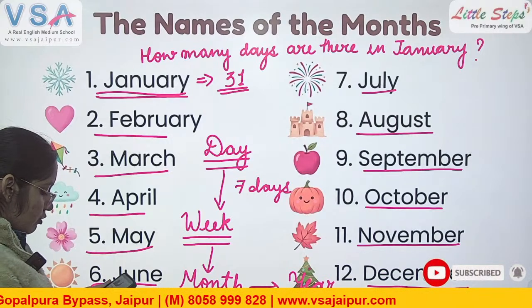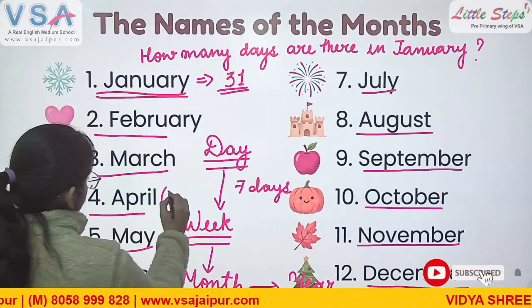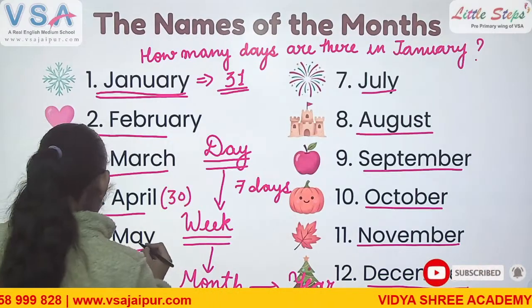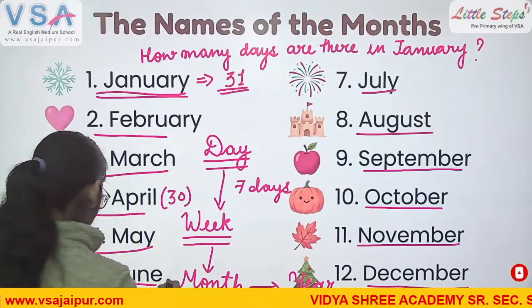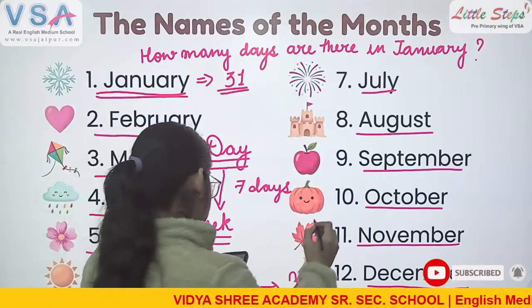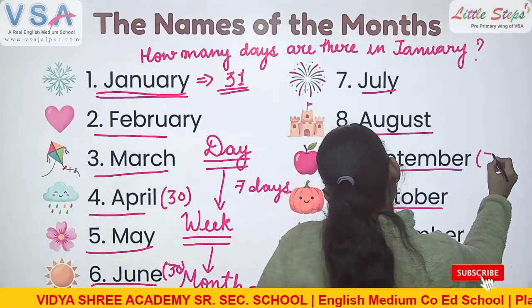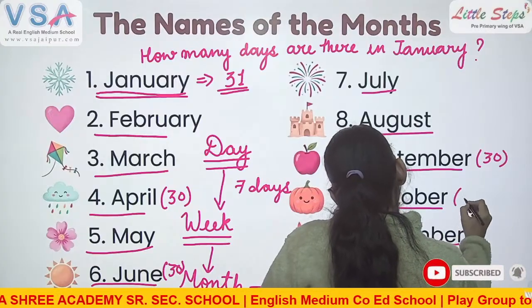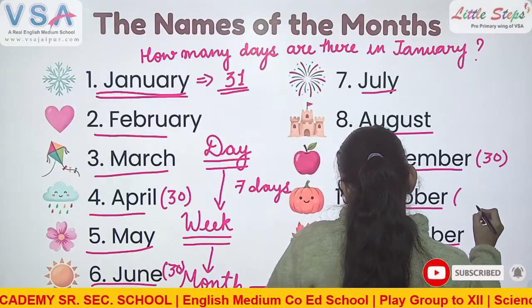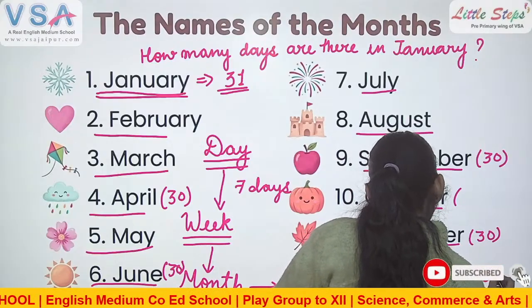February is special. February has fewer days. Like when we talk about April, April has 30 days. And when we talk about June, June has 30 days. August, September, September has 30 days. October, October has 31. November has 30. And December has 31.